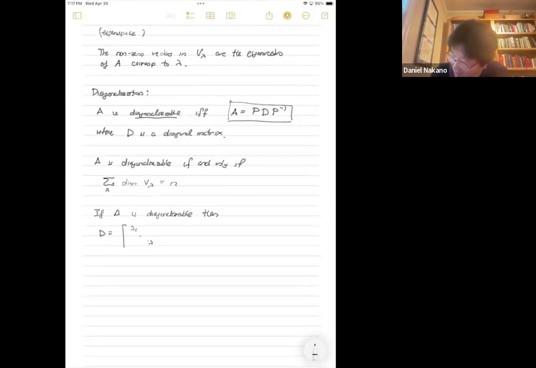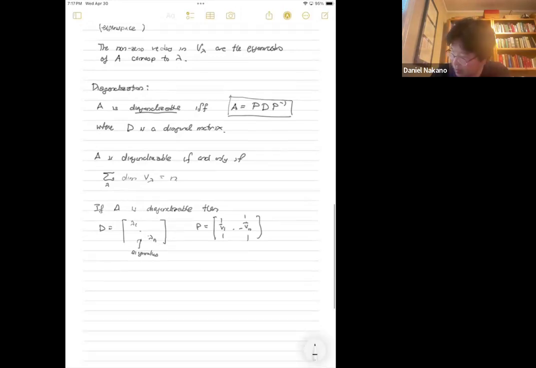eigenvalues down the diagonal. These are eigenvalues of A. And then P will consist of eigenvectors corresponding to each eigenvalue. So these are the eigenvectors.